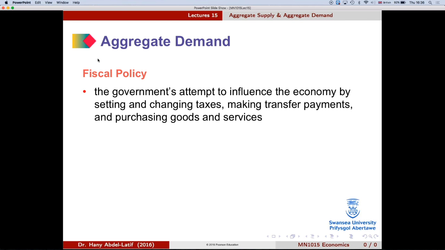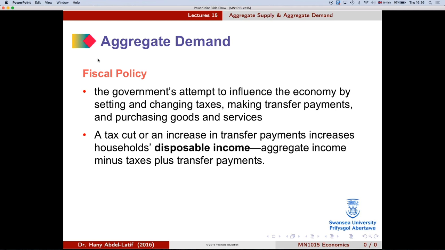So fiscal policy is the government's attempt to influence the economy by setting and changing taxes or purchasing goods and services. So that's G and T. T here is taxes, G is the government spending. If you have a tax cut, for example, or they increase the transfer payments, this will increase the households' disposable income. So that's where the link comes from.